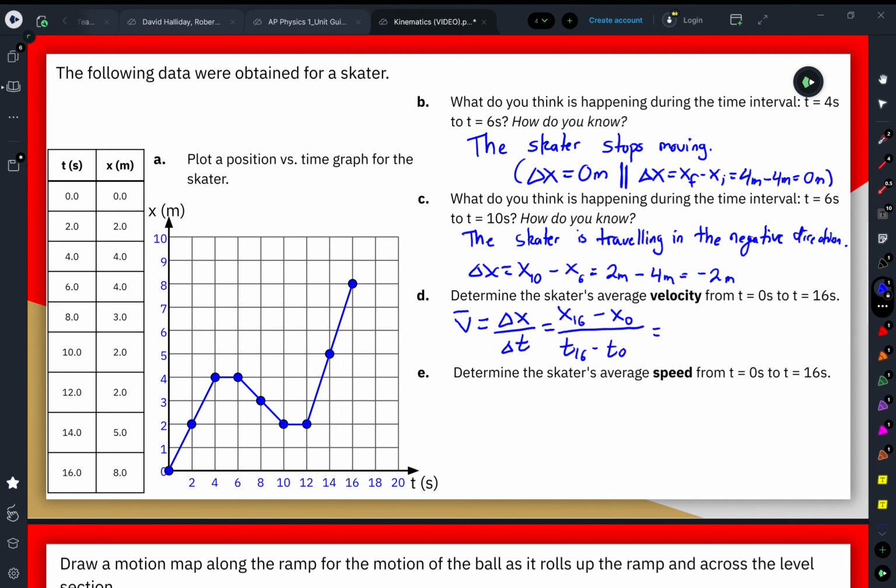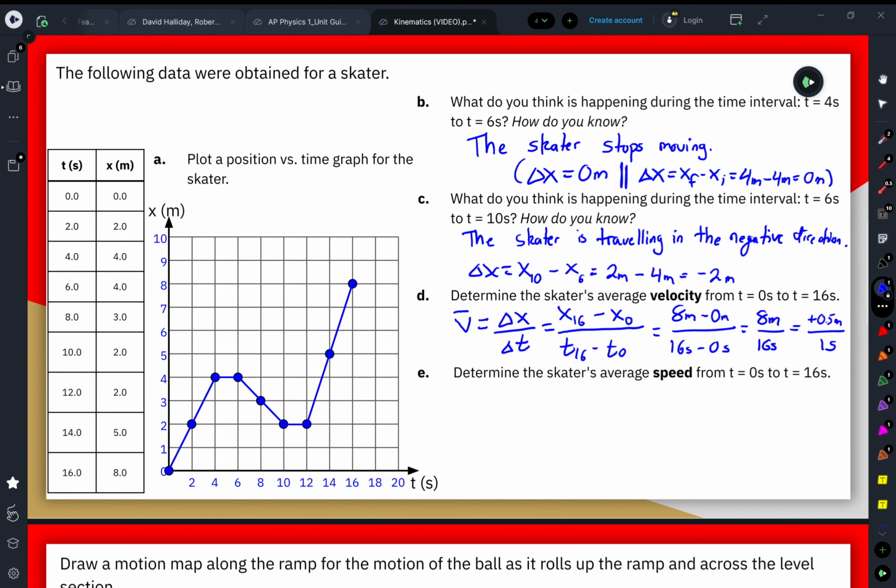So the final position is 8 meters. The starting position is 0 meters. The final time is 16 seconds. The starting time is 0 seconds. The position increases by 8 meters, and that occurs over 16 seconds of time. So the velocity, on average, increases by positive 0.5 meters every 1 second. While we have regions where the velocity is greater than that, this is the average velocity.